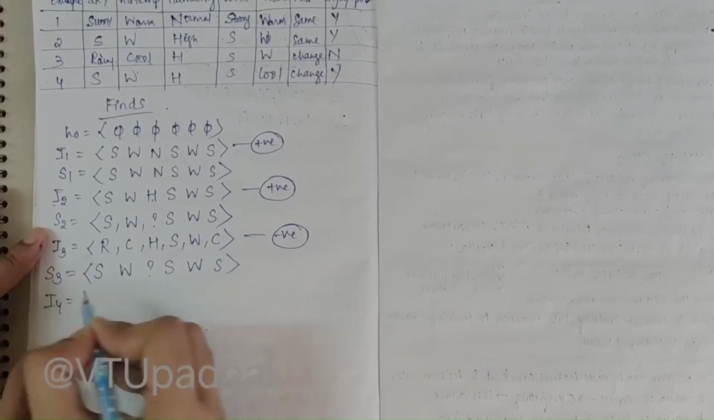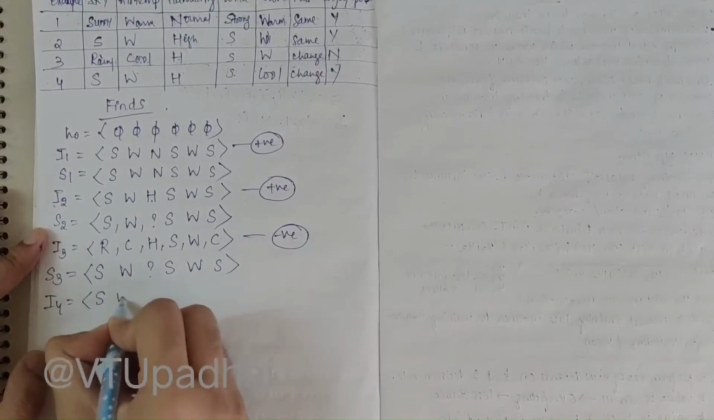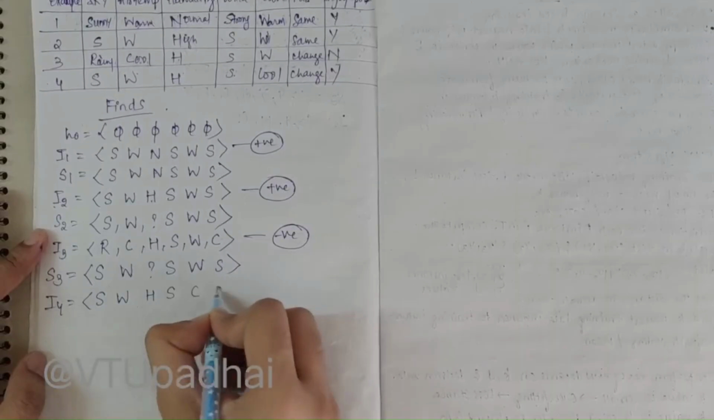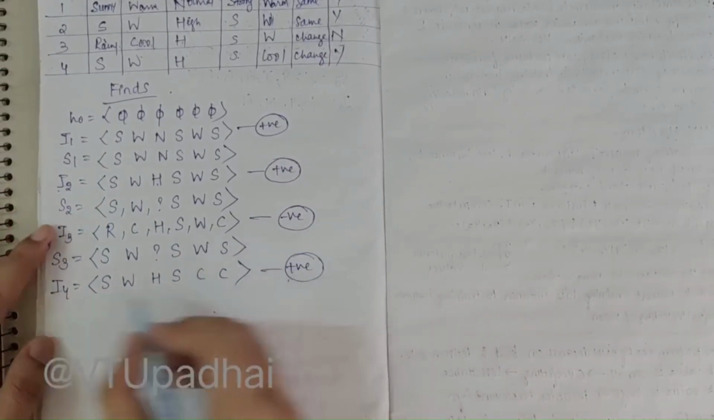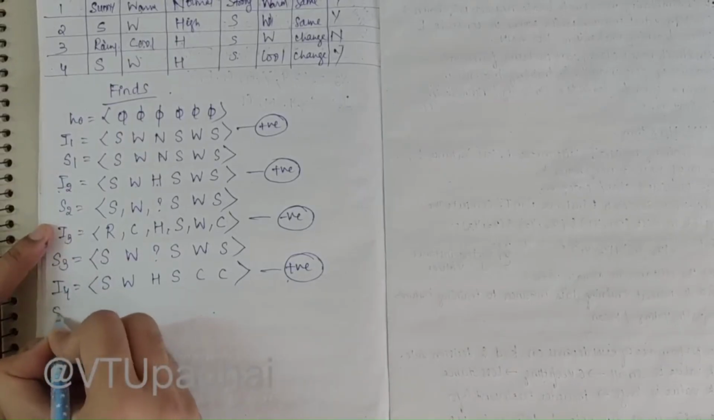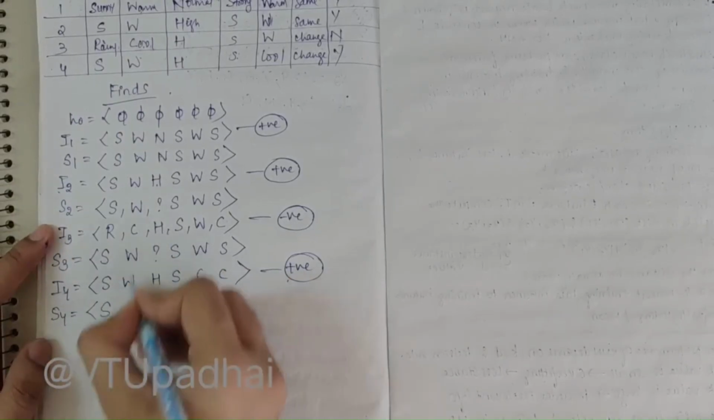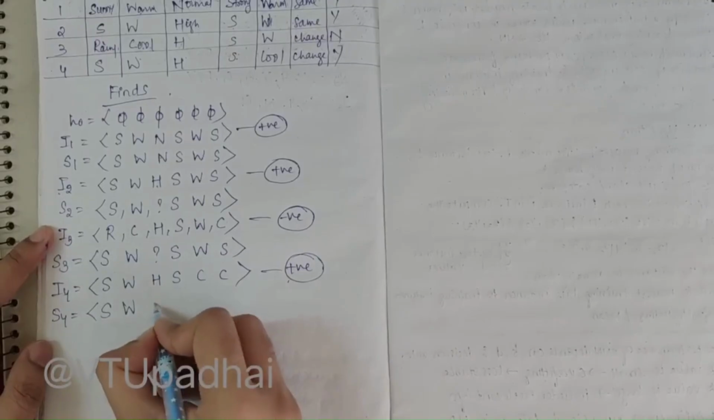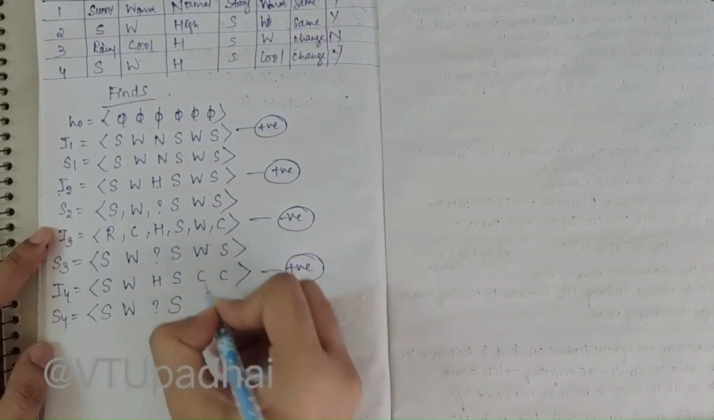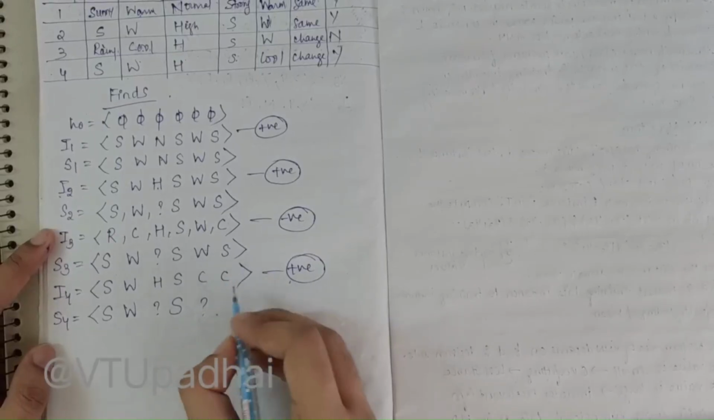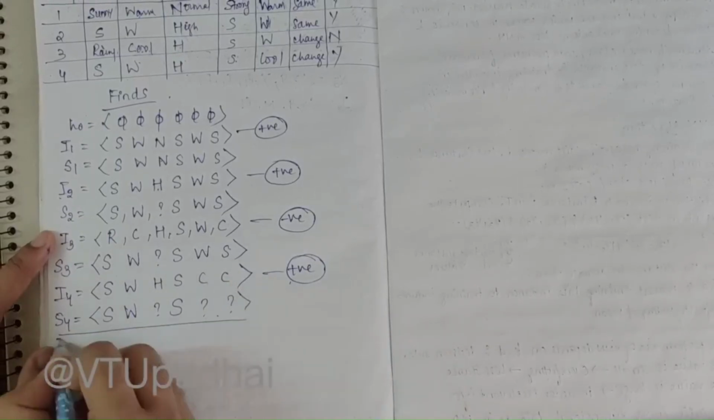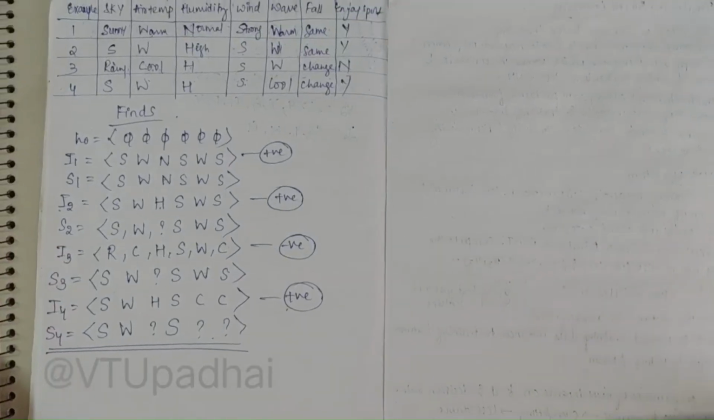Next I have I4. So I4 value, I'll write SWH SCC. Here this is a positive instance. So whenever a positive instance is encountered, compare I4 with S3 in order to get S4. So here SS the same, WW the same, here question mark and H is there, so I'll put question mark. Here SS, so S, W and C values are changed, so put a question mark. Here also S and C is there, so put a question mark. So here I have obtained the final hypothesis. This one was for the Find-S algorithm.